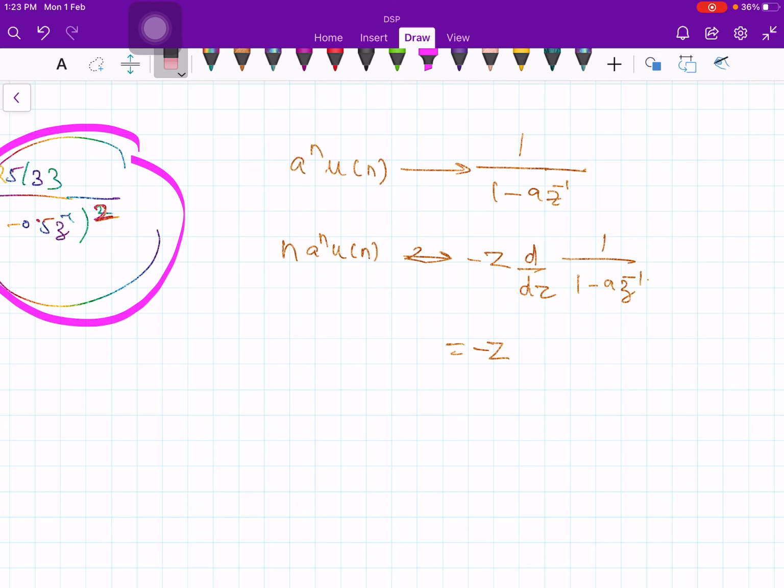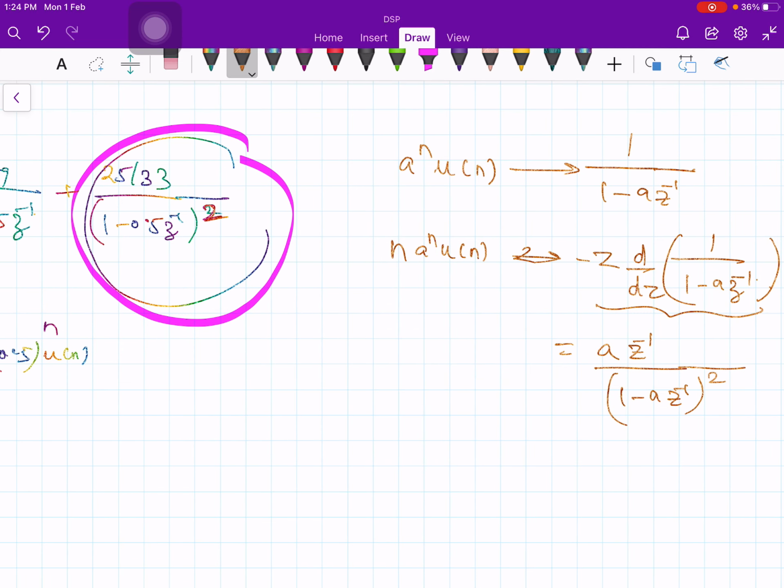This is going to be 1 second. So if you carry out this differentiation, you will get a times z to the minus 1 divided by 1 minus a times z to the minus 1 whole square. But here in the numerator I don't have z. Look at here, in the numerator I don't have z, but here I have z to the minus 1. Somehow I need to remove this. How can I remove it?